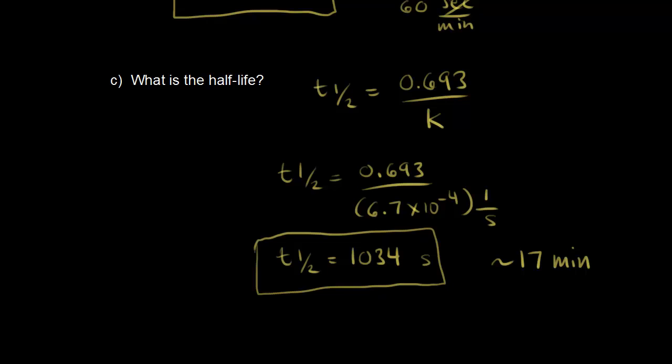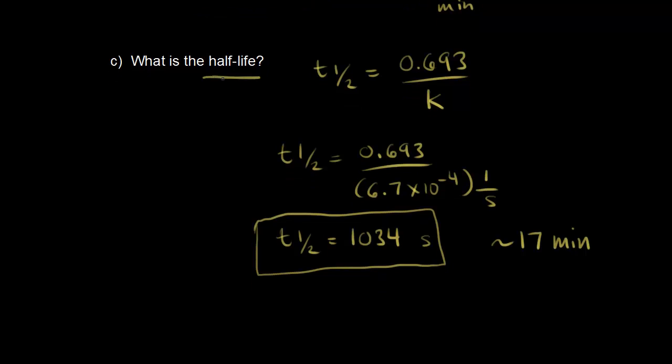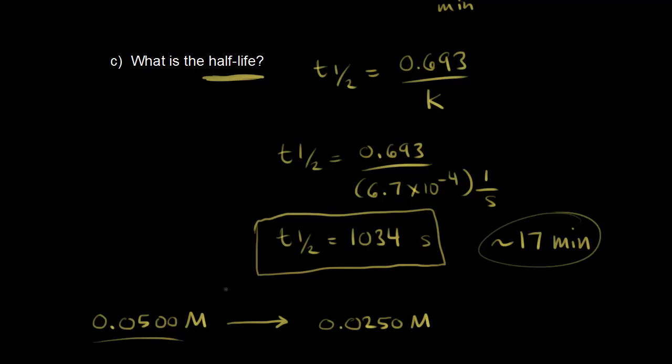And remember from the previous video what the half-life refers to. We started with a concentration of 0.05 molar. That was our initial concentration. The half-life is how long it takes for us to get half of our initial concentration. So how long does it take to go from 0.05 molar to half that, which is 0.025 molar? That's the half-life. It takes 17 minutes for our concentration of cyclopropane to go from 0.05 molar to 0.025 molar.